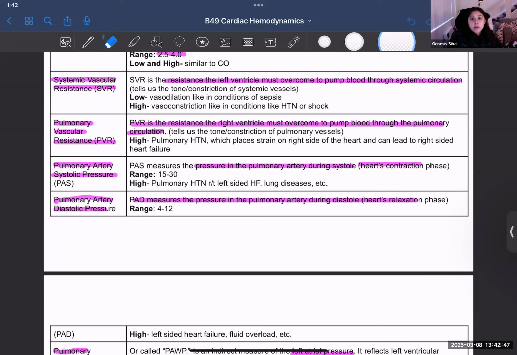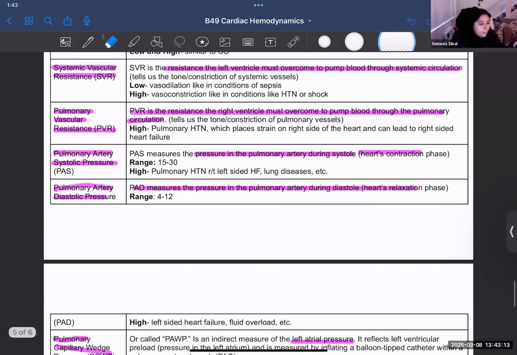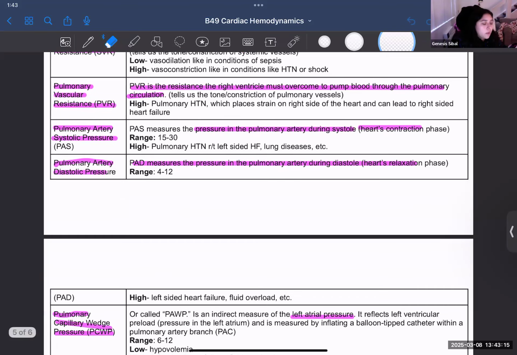So this one's talking about the right ventricle. But if you just know your anatomy, then you know it's going to be the right ventricle for this one. The other one's going to be your left ventricle because, anatomy wise, they're going to different places. So yeah, PVR is the resistance the right ventricle has to overcome to pump blood out to the pulmonary circulation. And it also tells us what's going on with the constriction and tone of your pulmonary vessels, right? Because if it's too constricted or too dilated, you can have differences within that resistance, because we talked at the very beginning about the viscosity, the thickness, the length, all of that stuff.